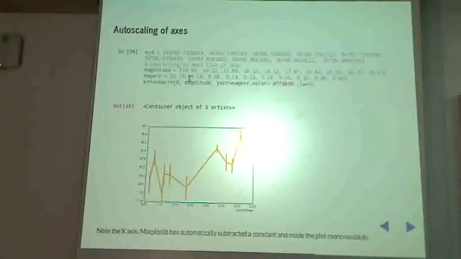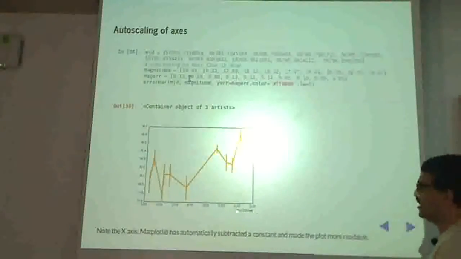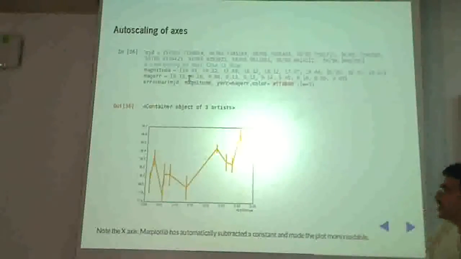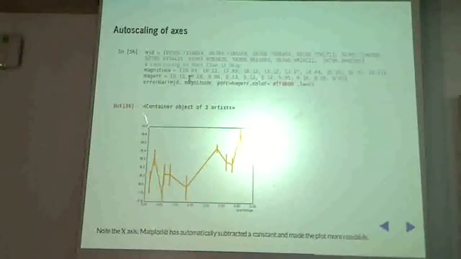Notice here in this plot that Matplotlib has automatically subtracted a constant and made the plot more readable. Okay, so by default it tries to do some intelligent things, and of course you can force it not to do this, but what it has done is it's basically put an additive constant over here and made these numbers go from 0 to 0.35 for example. Okay, and it has plotted the magnitudes. Now normally the magnitude, you want this axis to be reversed. That's not happening.